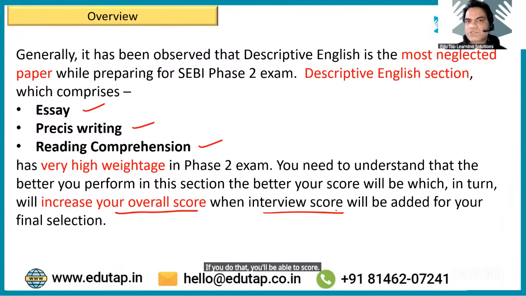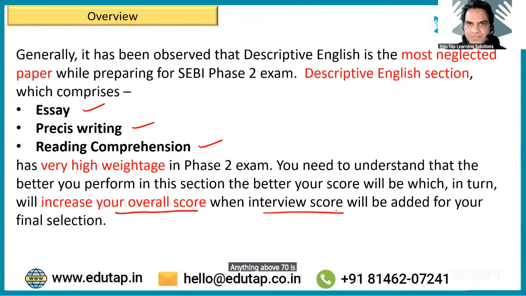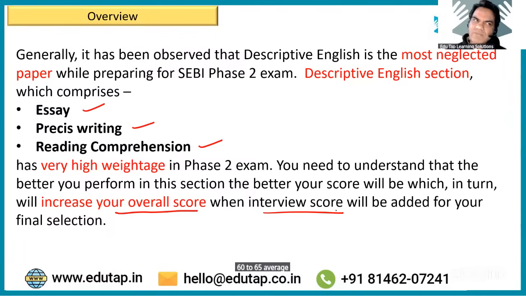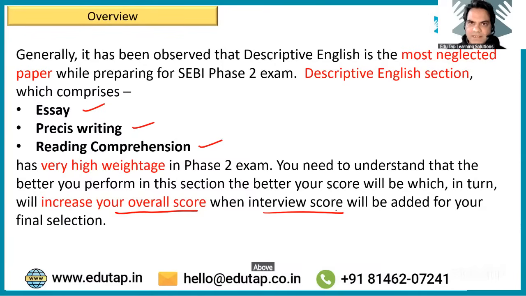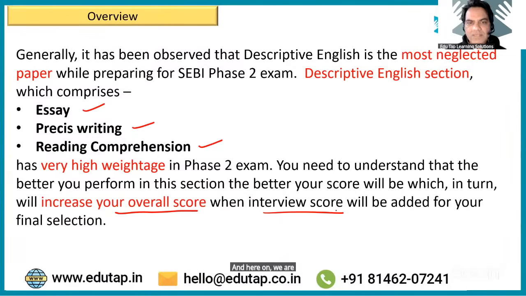So guys, what should be an ideal score target? Anything above 70 is an excellent score. Anything between 65 to 70, it's still good, very good. 60 to 65, average. And below 60, I don't think it's going to work out. As simple as that. So I'll give you simple brackets to understand. Above 70, excellent. 65 to 70, very good. 60 to 65, average. Below 60, no chance. Got it? So let's be very clear. Let's target more than 70 marks in the descriptive English paper. And from here on, we are going to focus in the same direction.